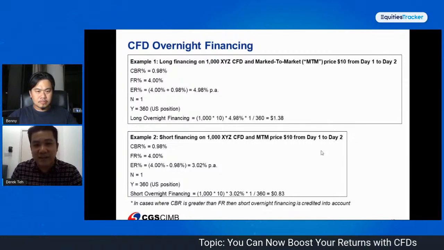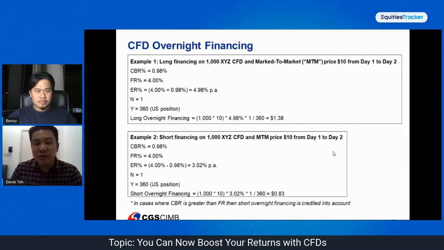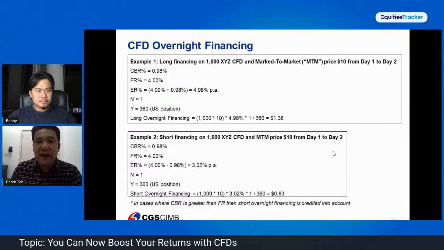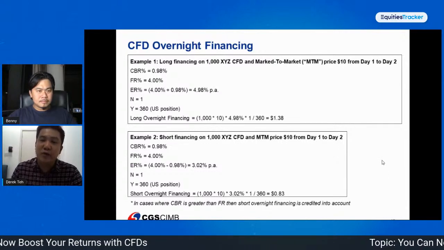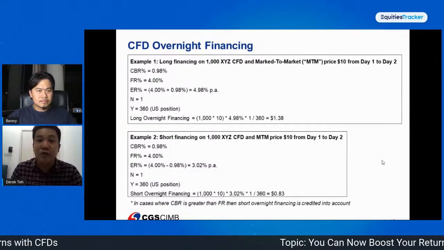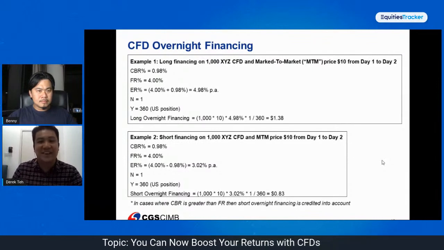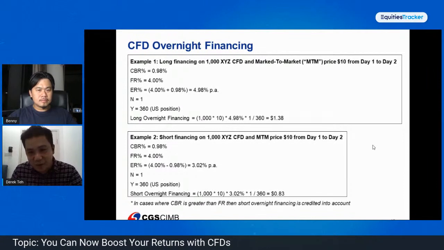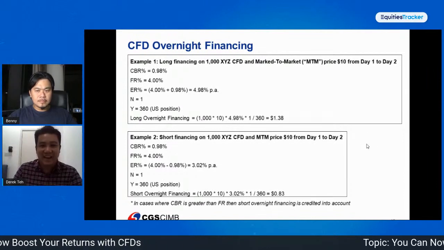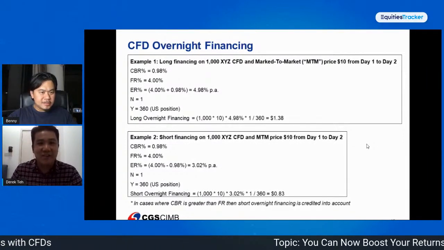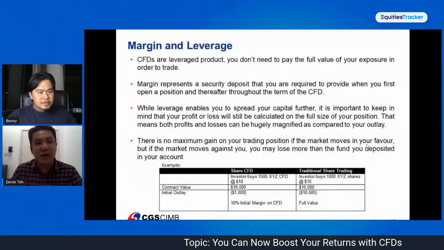Let's say this one is 10 cents for a Hong Kong share, it will be in Hong Kong dollars. Let's say you would like to trade from the Australian stock market, then it will be in Australian dollars. Hope I answered your question, Mr. Philip. All right, thanks. Okay, so we will go to the next one.